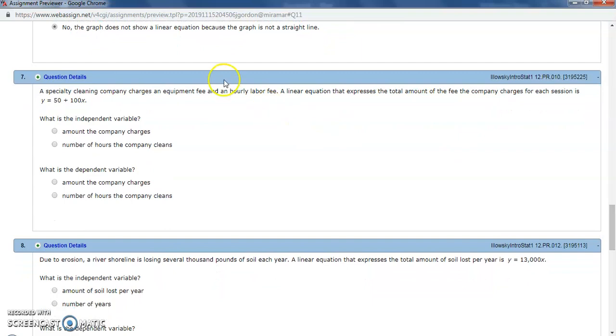A specialty cleaning company charges an equipment fee and an hourly fee. So what is the independent variable? The number of hours the company charges. And then the dependent is the amount. So again, does the amount the company charges determine the number of hours, or does the number of hours determine the cost? So the number of hours is the independent, which is determining the cost, or the cost is dependent on the number of hours.